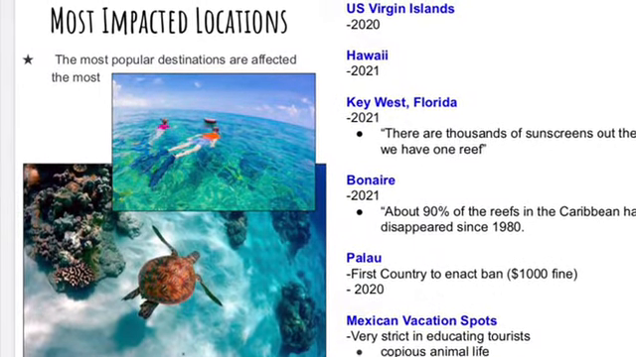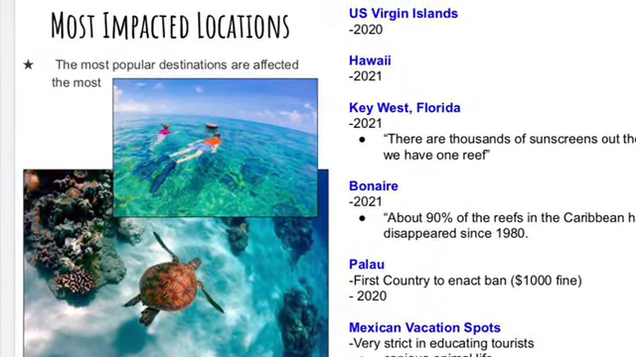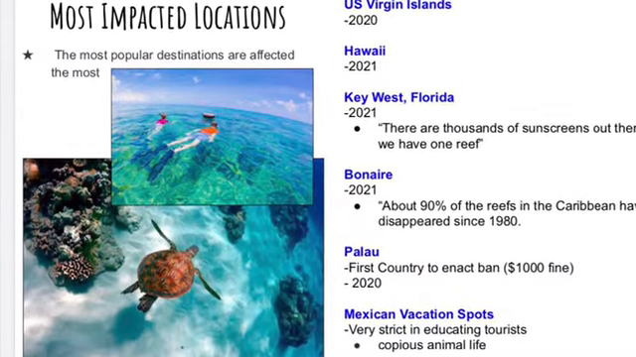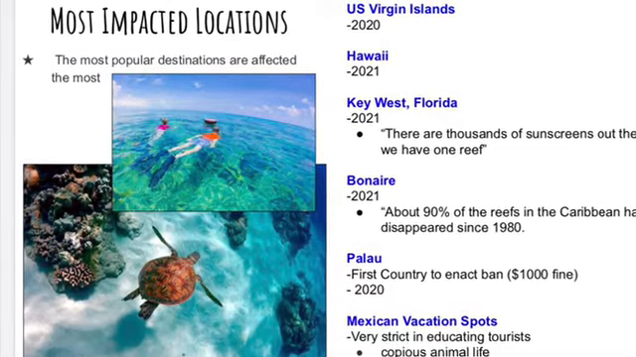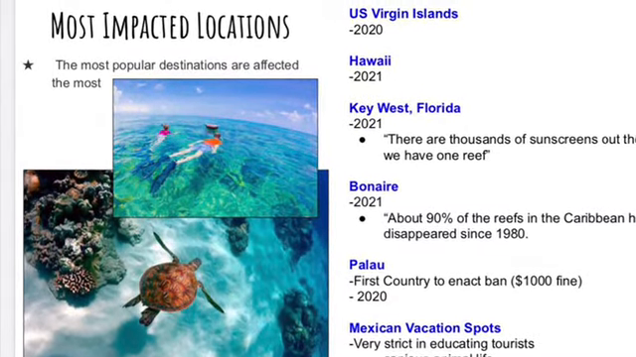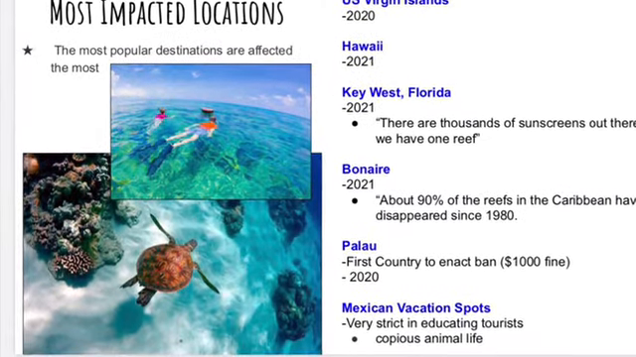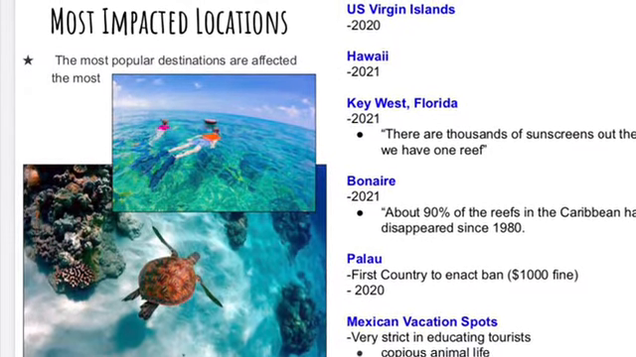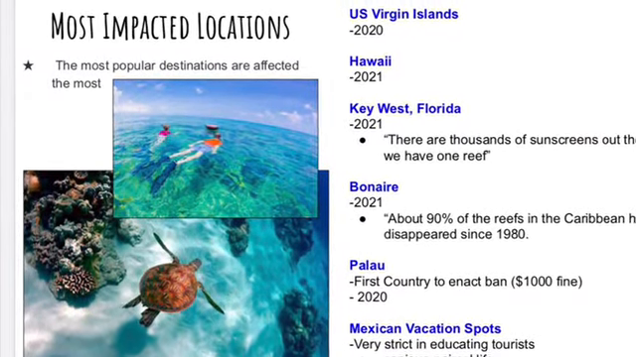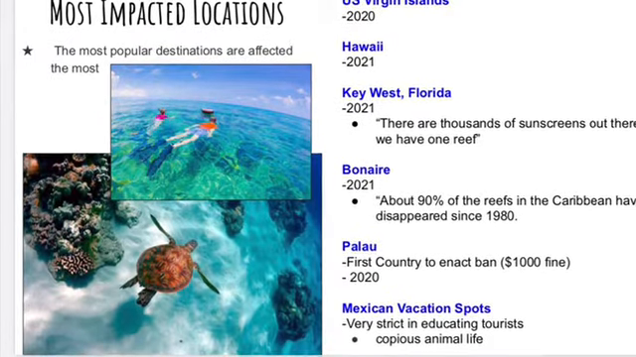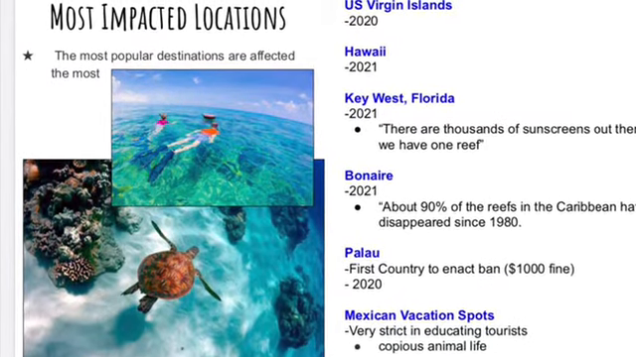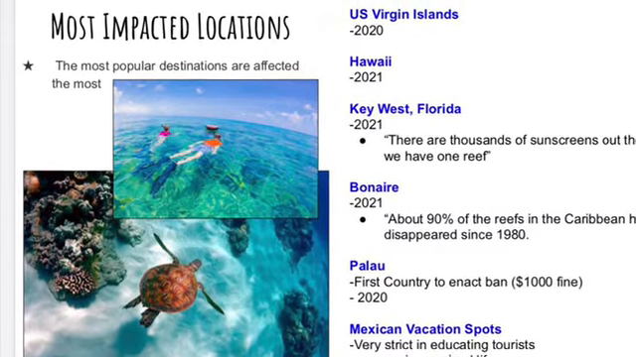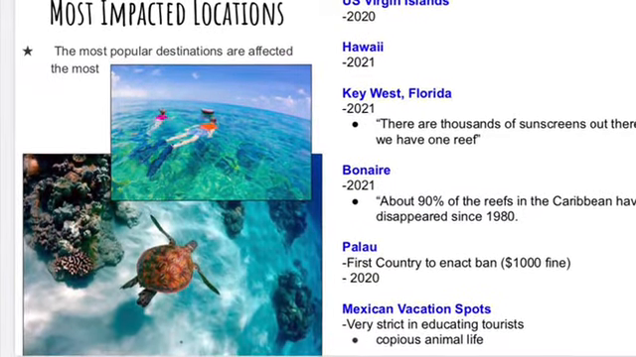So a lot of these places are working to pass laws as well as make strict guidelines as to what tourists can wear and locals, sunscreen-wise, and any product that's going to kill coral reefs and cause bleaching. So U.S. Virgin Islands is one of the first to act, as well as Palau with 2020, Hawaii in 2021, as well as Bonaire, and Mexican vacation spots. They were kind of ahead of the game because they started a long time ago insisting that tourists do use reef-safe products because it is very saturated with tourists there.